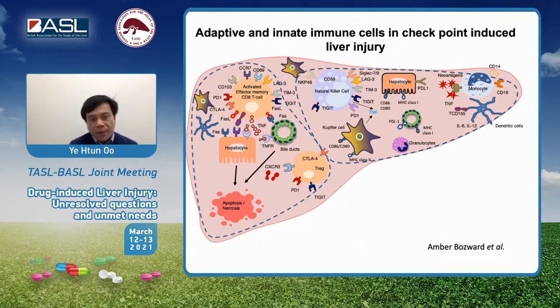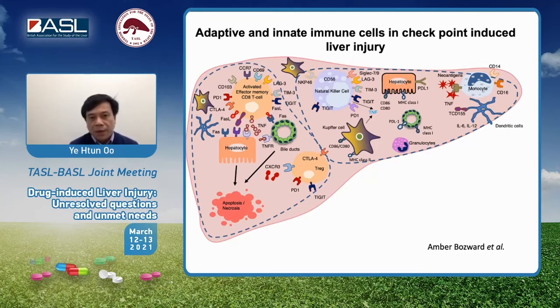What normally happens is these checkpoint inhibitors release the brake on the effector T cell. But while the intention is to kill the tumor cell, some of these checkpoint ligands are also expressed on the hepatocytes, biliary epithelial cells, and sinusoids. That is the reason we sometimes get untoward liver injury from the checkpoint inhibitors. And that is quite common.